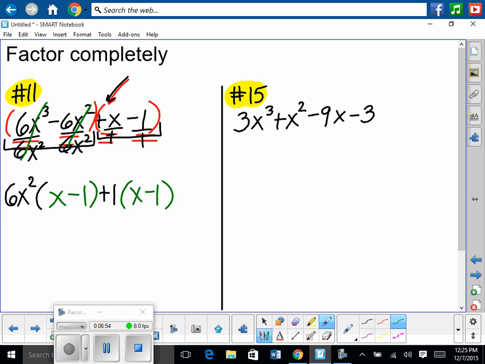Now you'll check your safe haven. Safe haven is the exact same, sign and all. So the sign even has to be the same. And it is, so we're good. So we pull out the safe haven. So I pull out x minus 1.